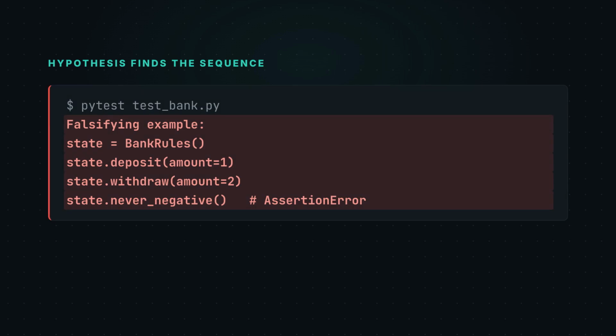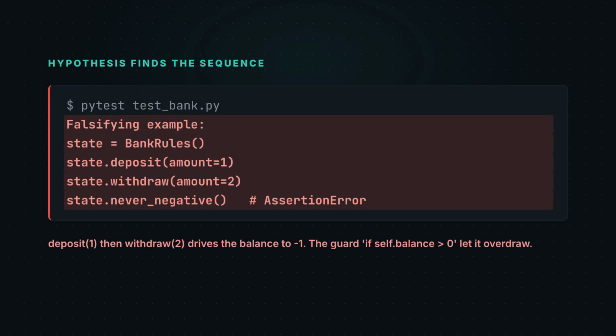Run it! And Hypothesis fails, but look how it fails. It hands you the exact sequence: make an account, deposit 1, withdraw 2. Now the balance is -1, and our invariant screams. There's the bug we stared right past. The guard only checked that the balance was positive, not that we had enough for this withdrawal. So a small deposit followed by a bigger withdrawal sails through.